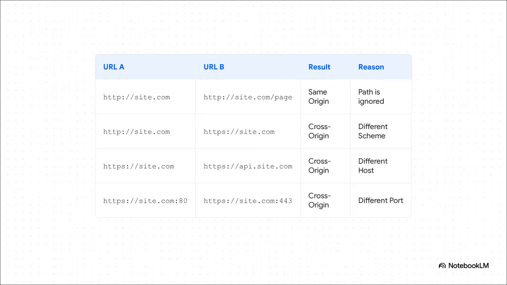And this table here shows you exactly how strict this policy is. Look, just having a different path doesn't matter. That's the same origin. But switch from HTTP to HTTPS, and boom, cross-origin. A different subdomain like api.site.com, that's a different host, so cross-origin. Even a different port number makes it a cross-origin request. In all those cases, the browser steps in and blocks it by default.